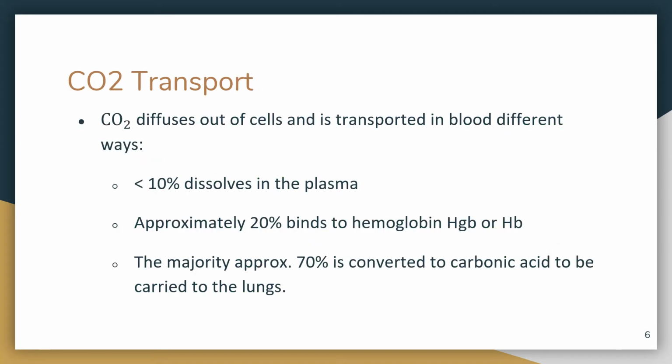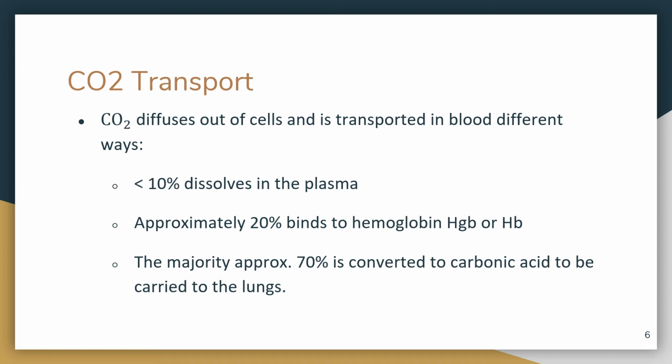All right, so CO2, carbon dioxide transport. CO2 diffuses out of the cell and is transported in the blood in different ways. Less than 10% of it is actually dissolved in the plasma. About 20% of it binds to hemoglobin.